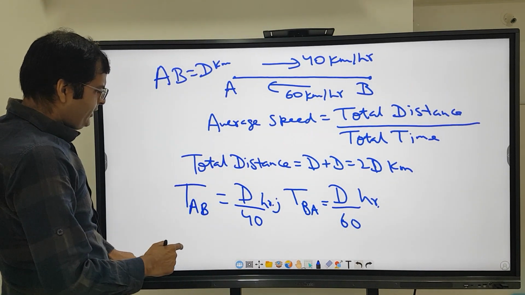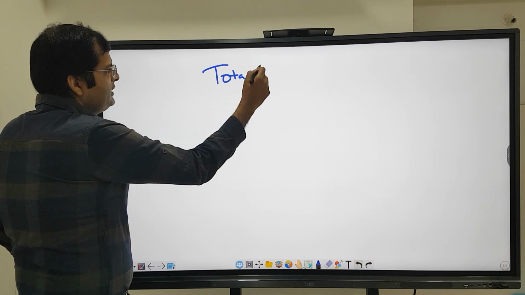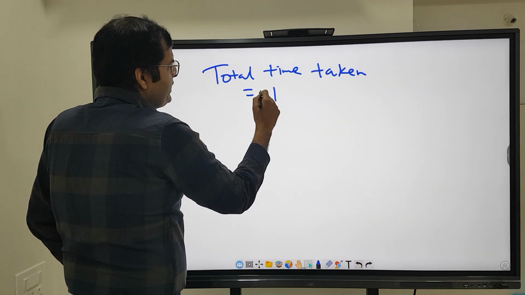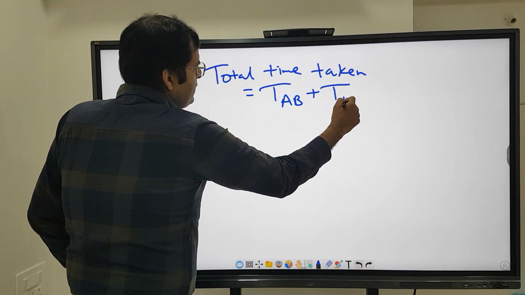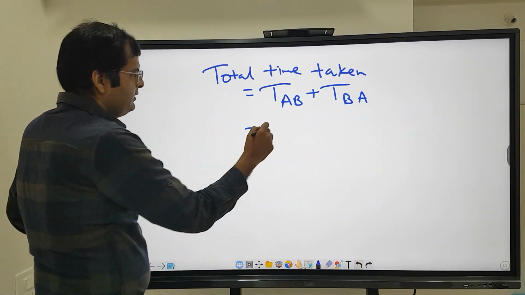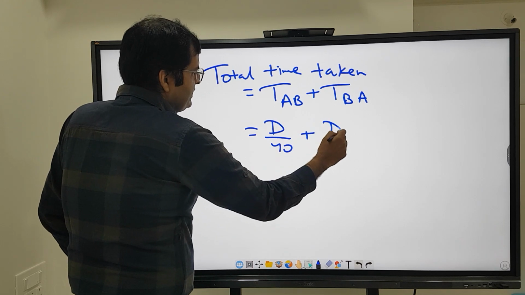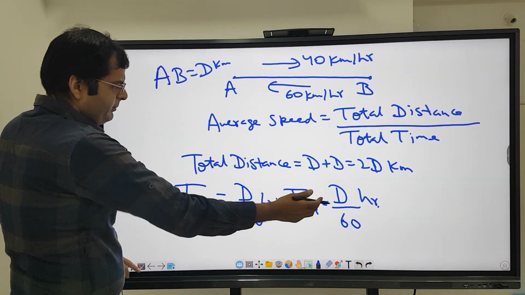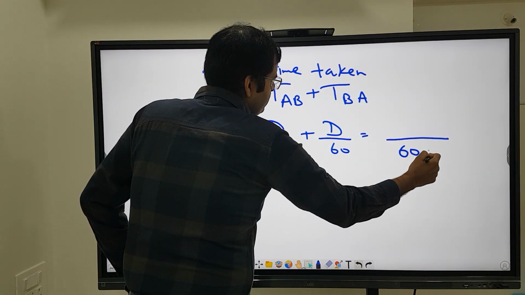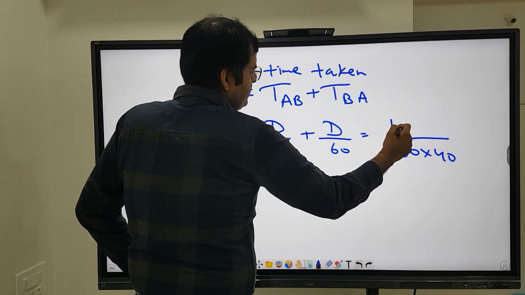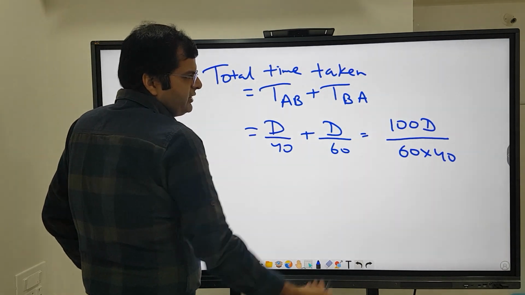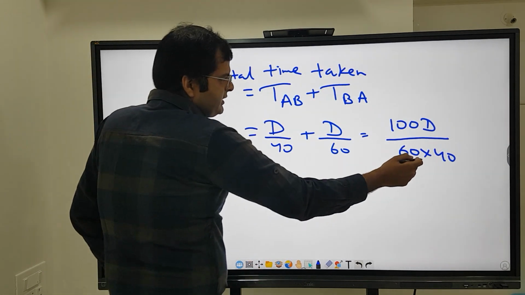So now my total time taken will be equal to time to go from A to B plus time to come back from B to A. And time to go from A to B is d by 40. So this is equal to d by 40 plus d by 60, that is time to come from B to A. If I do this, I'll write it as 60D plus 40D, which is 100D. I'm not taking the LCM because the sum is 100, so it is easier to calculate. So 100D upon 60 into 40.